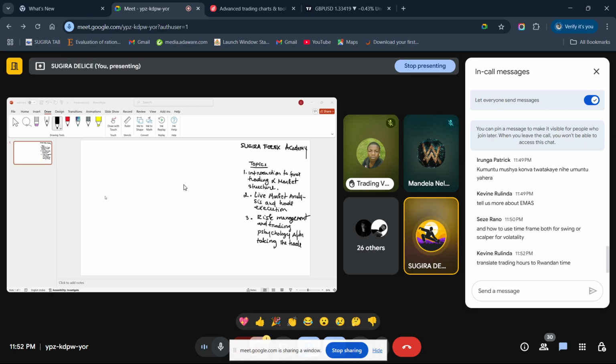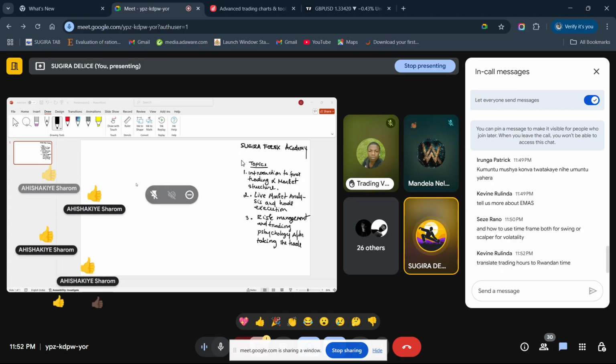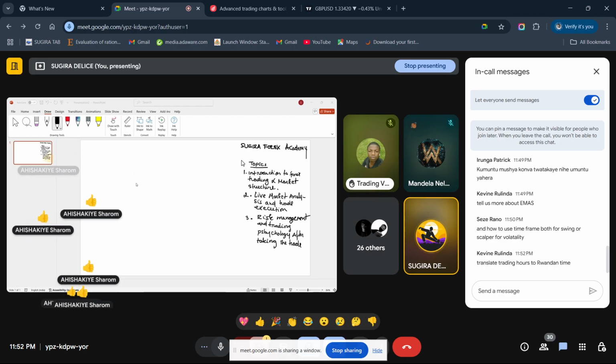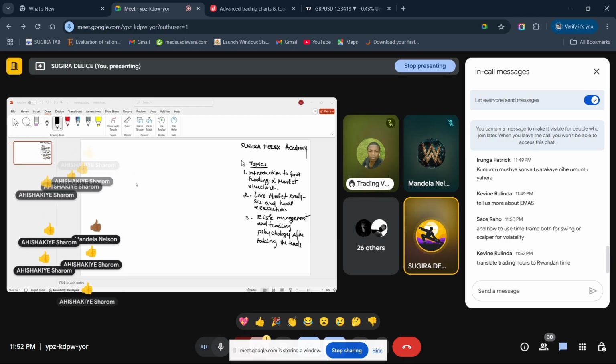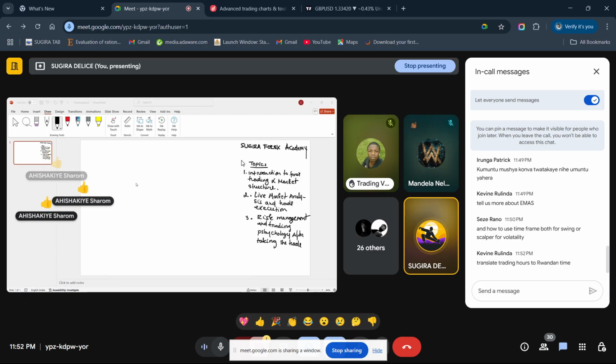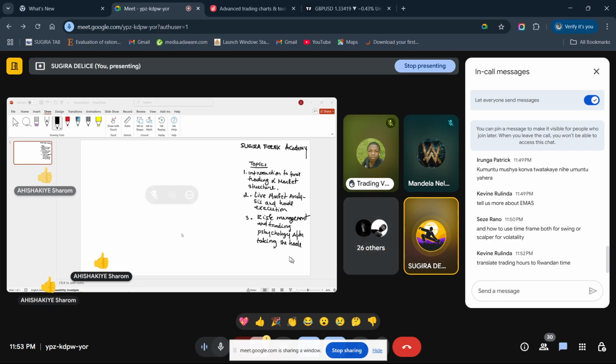Let me make sure about that. I hope you can see my screen properly. I hope you can hear my voice properly. If you can't hear me or see my screen properly, let me know before the session. If there is any interruption, like my voice being low or you can't see my screen properly, make sure you notify me so that I can fix it for you.